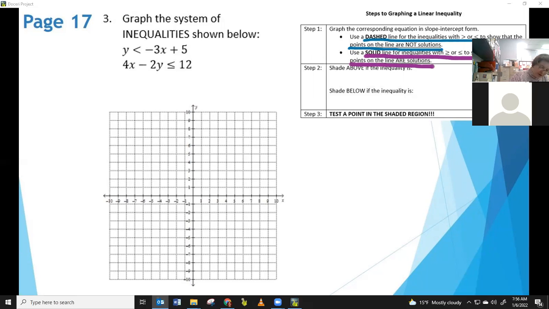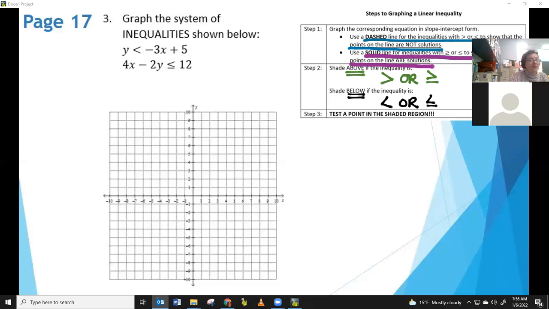We have to have our equations in slope-intercept form for this next part to be true. We will shade above if the inequality is greater than or equal to, and we will shade below if the inequality is a less than or equal to.